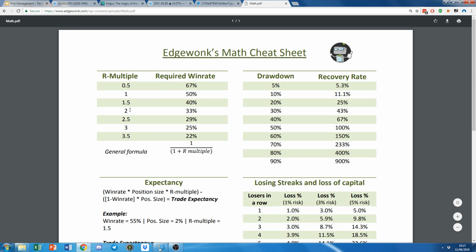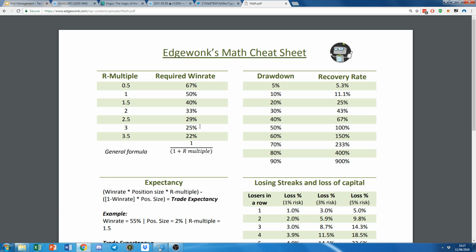So here's your R multiple and the required win rate for the R multiple, with the general formula outlined here as well. As you can see, if you're taking trades which don't have the best reward to risk, or R, so 0.5R, your required win rate needs to be a lot higher. Your reward isn't that great for your risk, so you need to win a lot more often to justify it and be profitable. Whereas on the other end of the spectrum, if your reward is a lot greater than your risk, then it only needs to work out a certain number of times, or certainly less often, for you to be profitable.